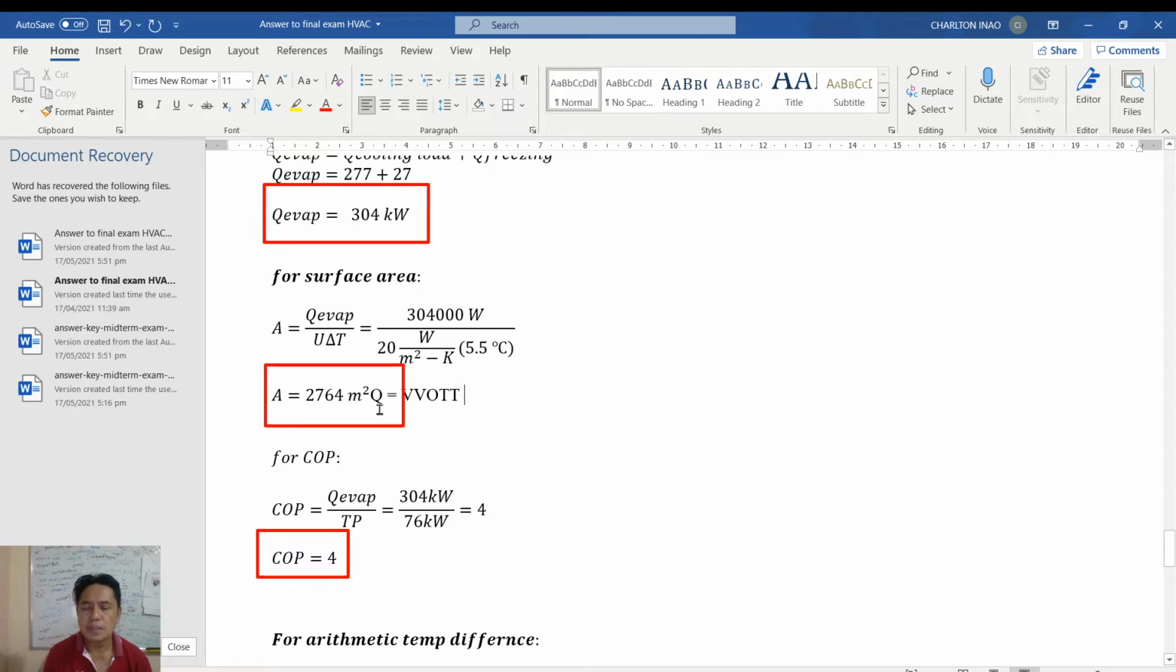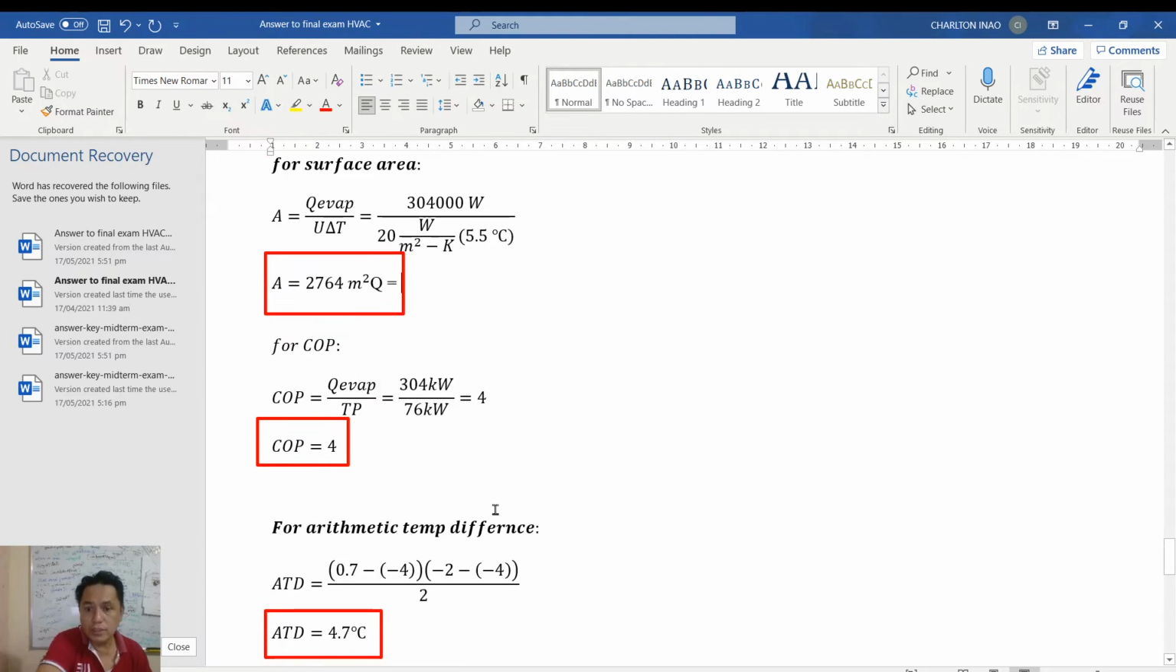Now that is the formula for heat charge. So we're gonna have the COP, that is the refrigeration effect over work of compression. So the refrigeration effect is what? 304 kilowatts. That's the load at the evaporator. All the heat that the evaporator should absorb into the refrigerant. So that's gonna be accounted for, and that is 304. Now, kilowatts over what? Work of compression. That's 7.6 kilowatts, no?